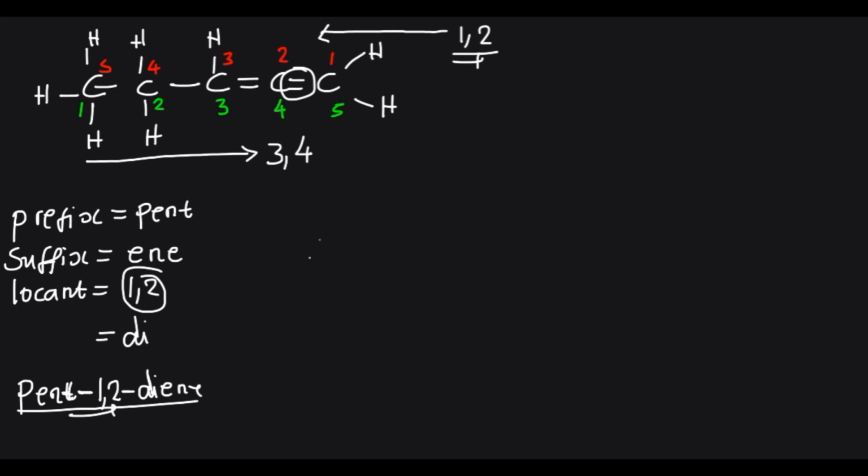Okay, so then let's try another one. This time let's say we have 1, 2, 3, 4, 5, 6. Okay, so we'll say the double bond is here, and also we have one like this. So we can try. You can feel free to pause the video and give it a try.